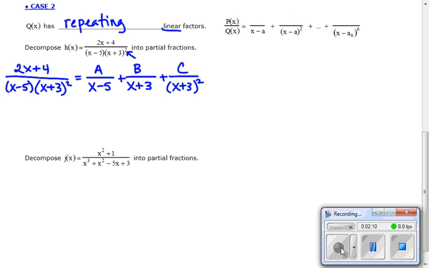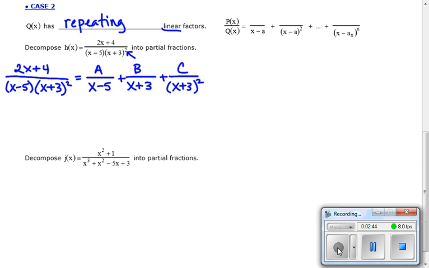Have a look at that. You see what I did? I set up a fraction for the x minus 5. It gets its own fraction, as it should. But then for x plus 3, I had to have a fraction for x plus 3 as a single and a separate fraction for x plus 3 as a squared. So when you have repeating factors, you get more fractions. It's going to build into more and more fractions. That's the difference. The technique, though, is going to be the same.